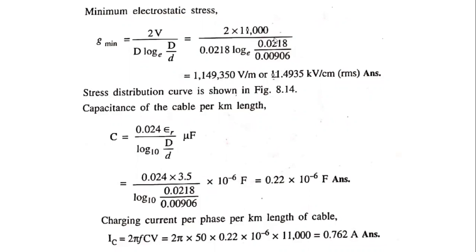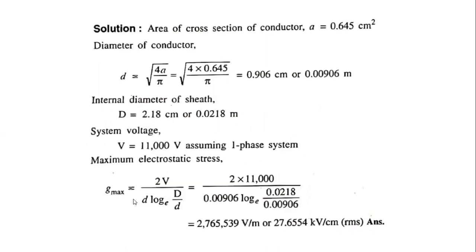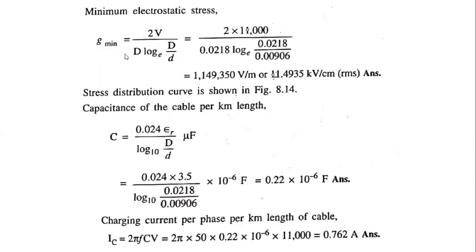Then log e of capital D by small d, where capital D is 0.0218 and small d is 0.00906. This is the G minimum value. Therefore G minimum is equal to 11.49 kilovolts per centimeter. This is the maximum dielectric stress and this is the minimum electrostatic stress.